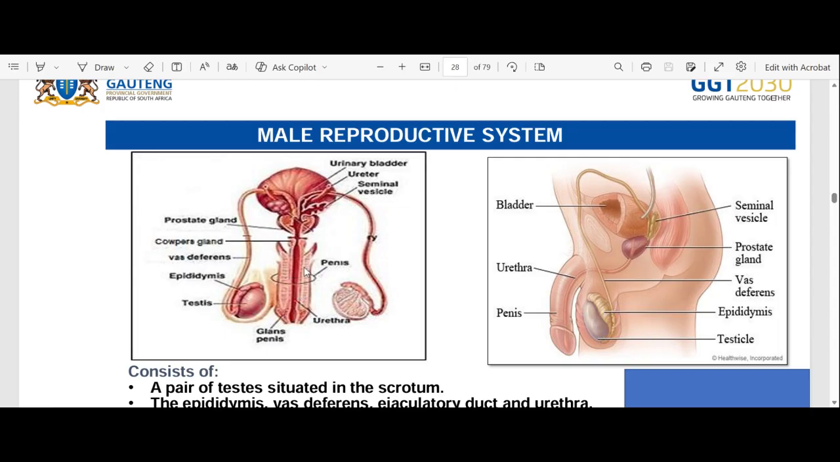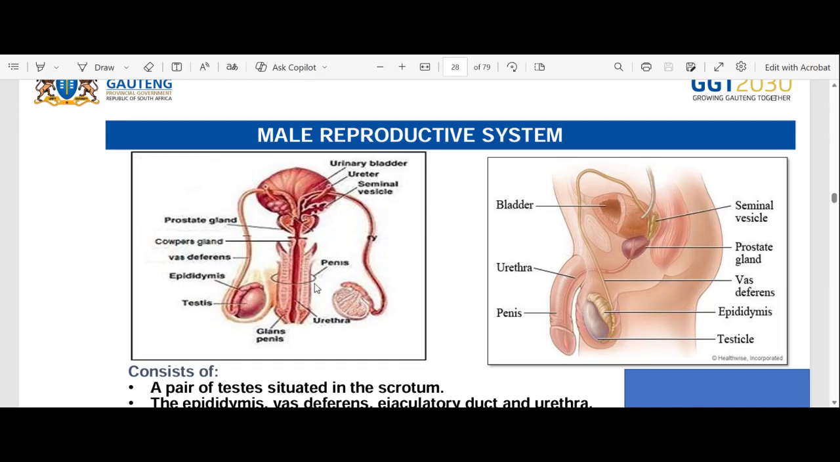Okay, then what encloses this urethra? What encloses this urethra is the penis. So what's the function of the penis? The penis plays a vital role during copulation. Copulation is sexual intercourse. So it plays a vital role in copulation. Does that make sense? Okay, we're done with our front view.